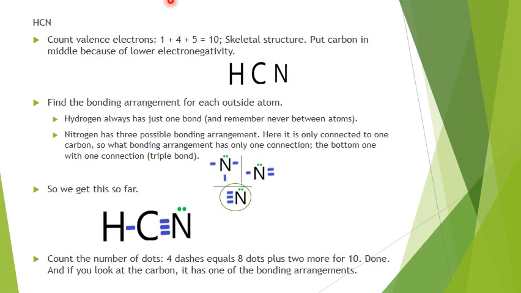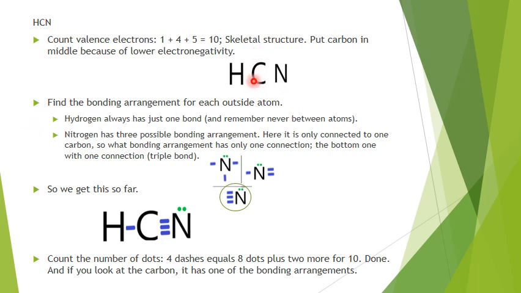We'll do another one. Again, let's look at HCN. Alright, count up the number of valence electrons: 1 for hydrogen, 4 for carbon, 5 for nitrogen. We're going to take care of hydrogen and nitrogen's bonds, and then count the number of dots. Anything we need to fix, put it on the carbon.